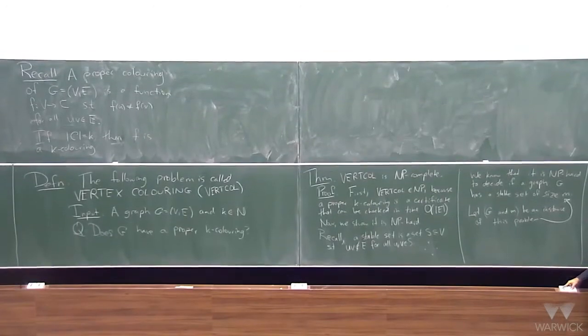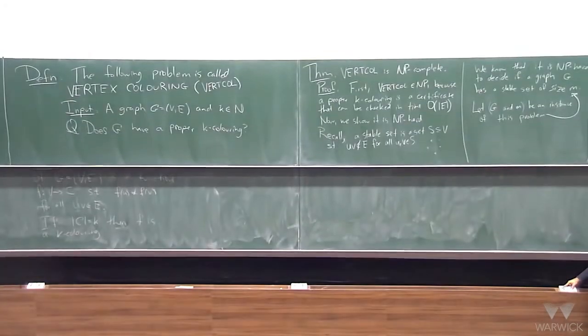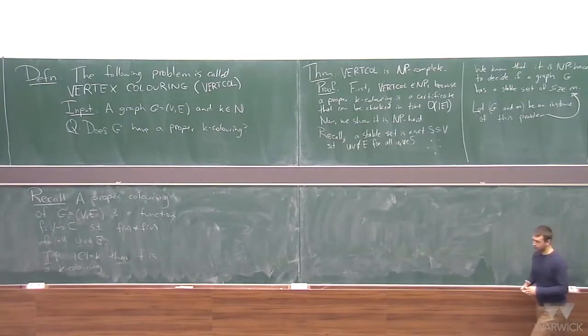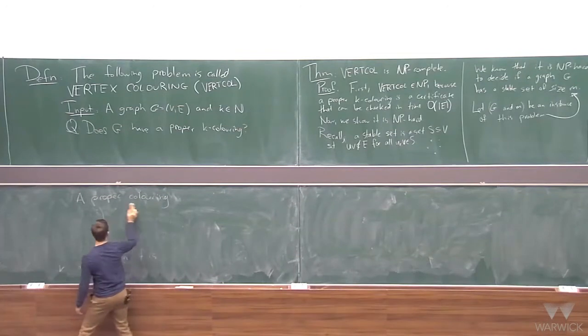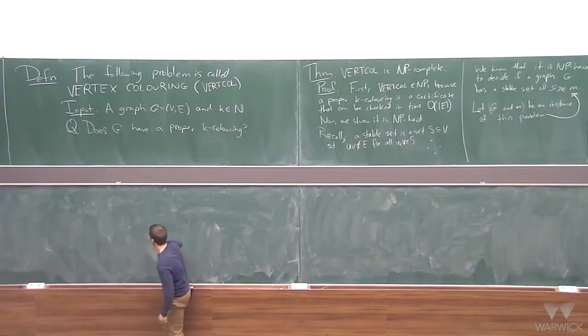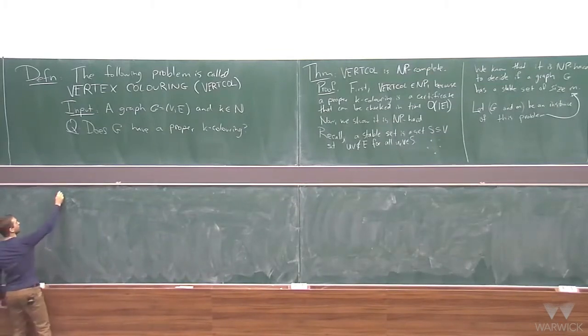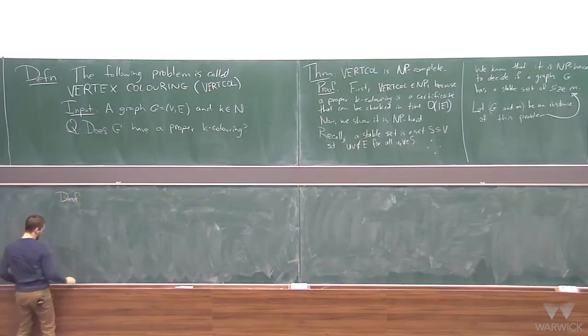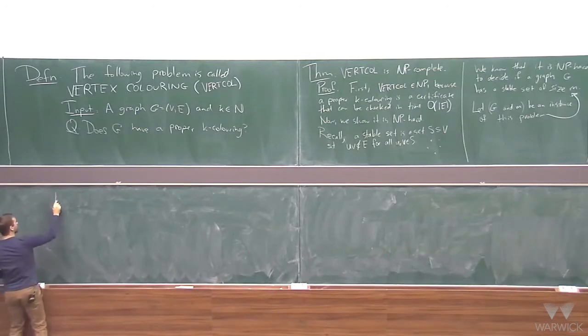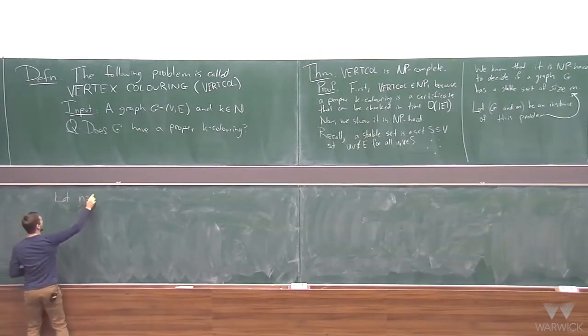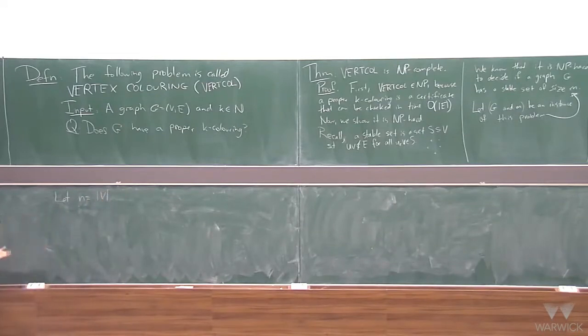Are there any questions so far while I switch the boards? It's kind of a clever reduction that we're going to do. So, somebody gave us a graph G and an integer M. Now I'm going to define a new graph. Maybe first I'll say, let n be the number of vertices in the graph G.